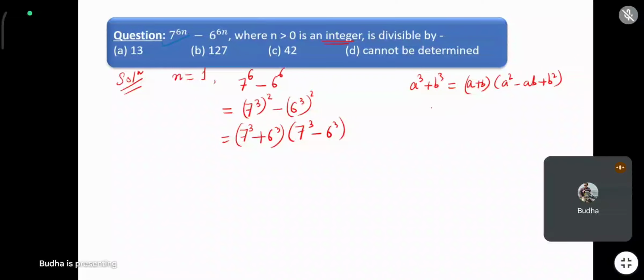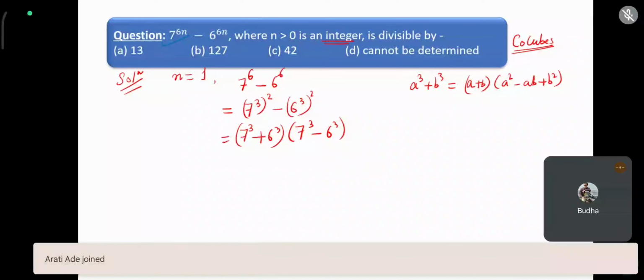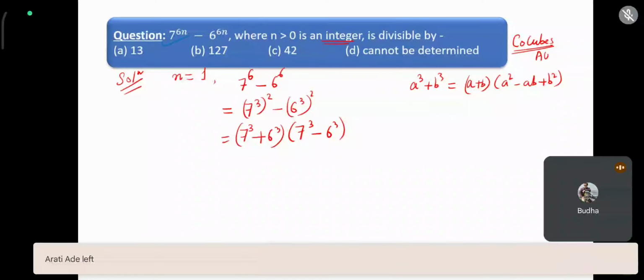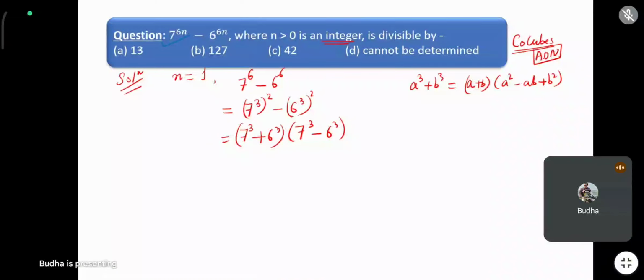Remember one thing: this type of formula matters if your company says we will be taking the test through CoCubes. CoCubes is a third party company which conducts the test. I have told you about this company; you can search on Google. There is a group called Aeon, which is part of CoCubes, and they will conduct the test.